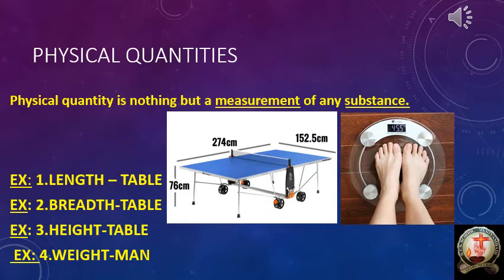In the learning objectives, the first topic is physical quantities. Here we can learn the meaning and the definition of physical quantities. So a physical quantity is nothing but a measurement of any substance. This is the definition of physical quantities. A physical quantity is nothing but a measurement of any substance.